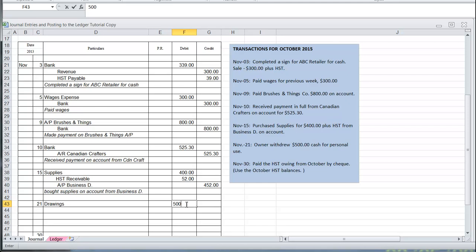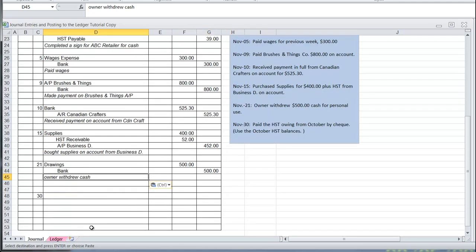Whoops, not $5,000, $500. And a drawings is a debit because capital has a credit balance, so drawing reduces it, so that's why it has to be a debit. And of course, it's coming out of the business's bank account. So bank would be decreased, so a credit to bank for that amount. And the particular might be something like owner withdrew cash.